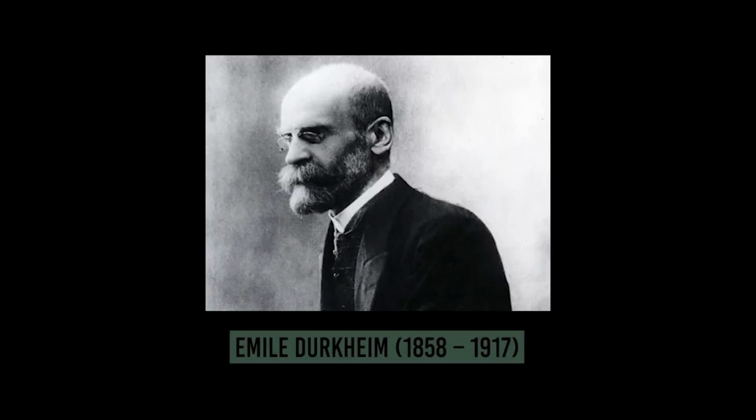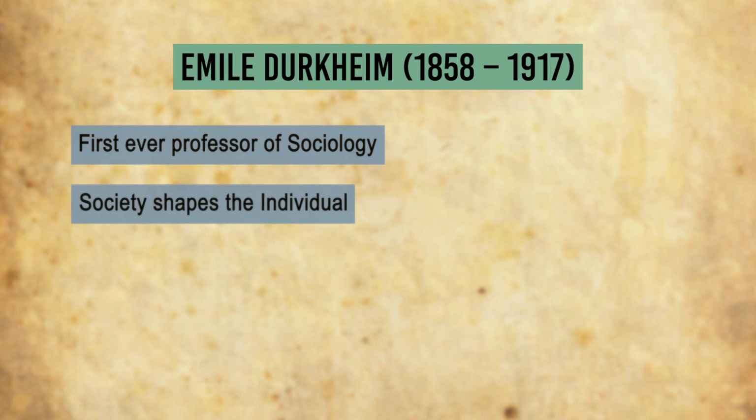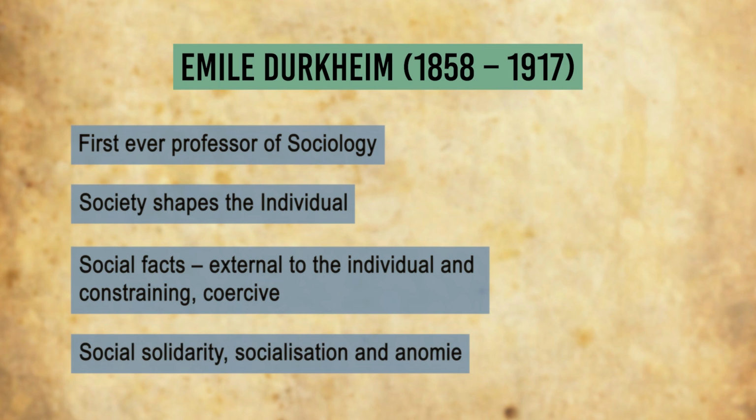Next comes Emile Durkheim, the greatest functionalist, who was born in 1858. He was the first ever professor of sociology. He said that society shapes the individual, and he conceptualized the idea of social facts. He said they are external to the individual and they are constraining. They constrain the individual and are coercive as well. He talked about social solidarity, socialization, and anomie.